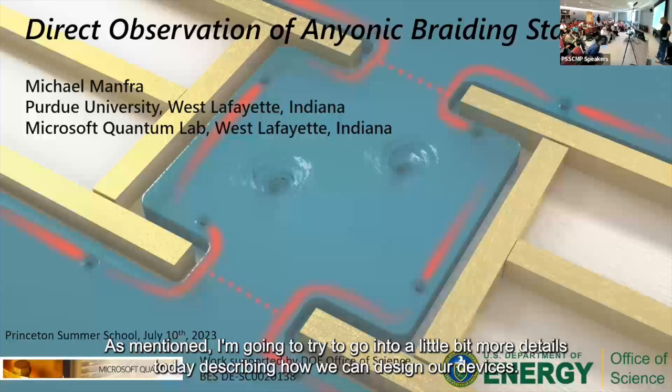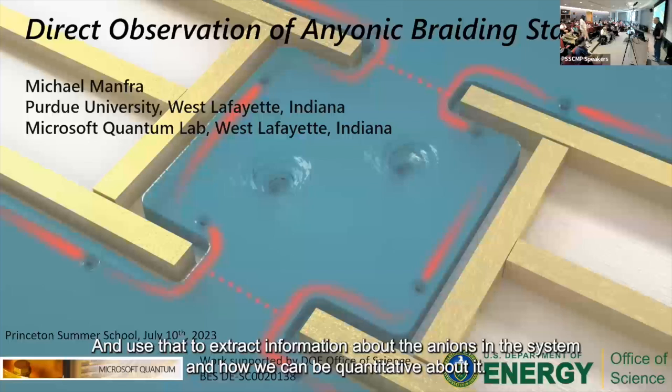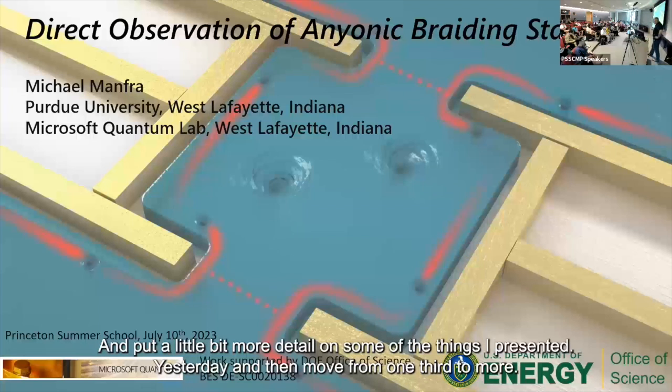As mentioned, I'm going to try to go into a little bit more detail today describing how we can design our devices, control their parameters, and use that to extract information about the anyons in the system and how we can be quantitative about it, and put a little bit more detail on some of the things I presented yesterday, and then move from 1/3 to more complex states. The primary one we've worked on so far is 2/5, one of the daughter states of 1/3.